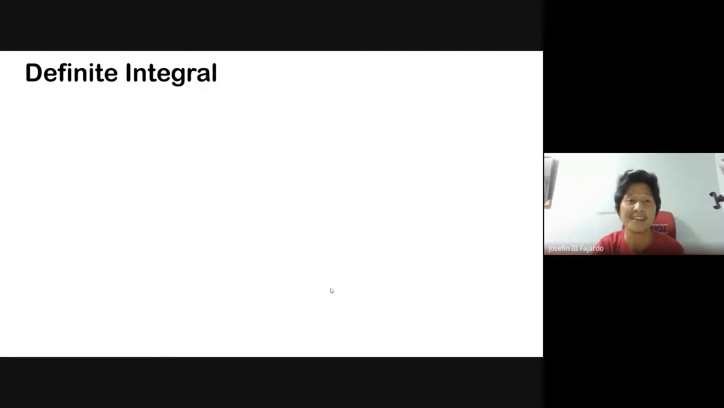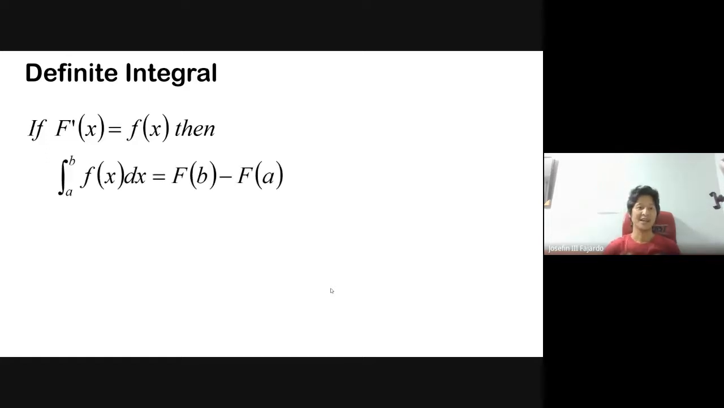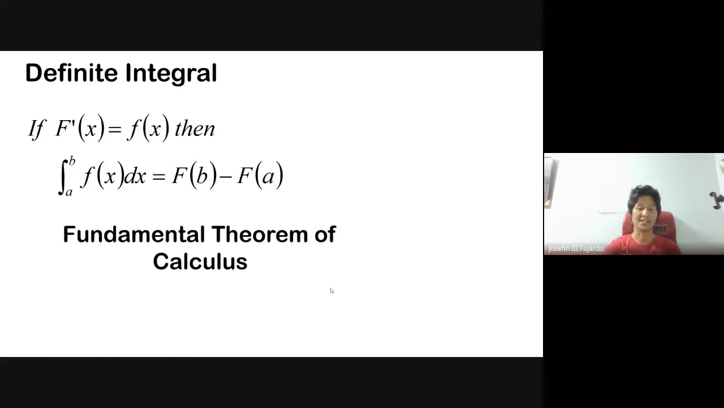Okay, so ang lesson natin for today is definite integral. So after all those techniques of taking the integrals, ang next nating topic is definite integral. So pag sinabi nating definite integral, we have the following definition. If we have capital F prime of x to be equal to f of x, then the integral from a to b of small f of x dx will just be capital F of b minus capital F of a. So if this integral exists, we call this the fundamental theorem of calculus.